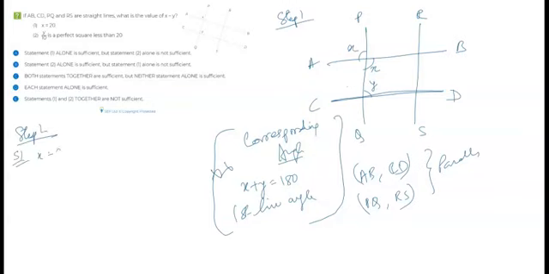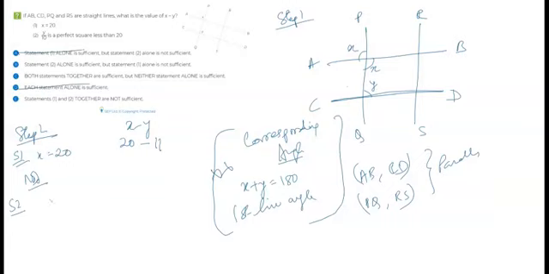The first statement is x equal to 20. Okay, x equal to 20, but we need x minus y. So if this is 20, what is y? Well, we don't know what y is. Since we don't know y, statement 1 is not sufficient. So the answer cannot be A or D. Now let's look at the second statement.